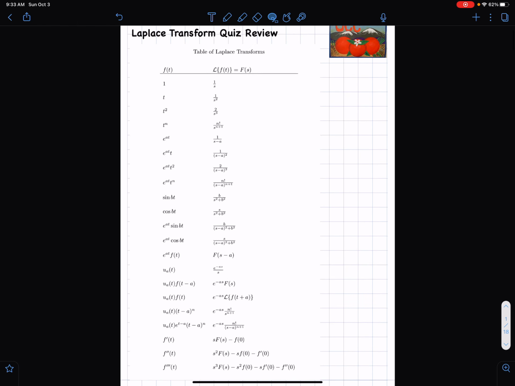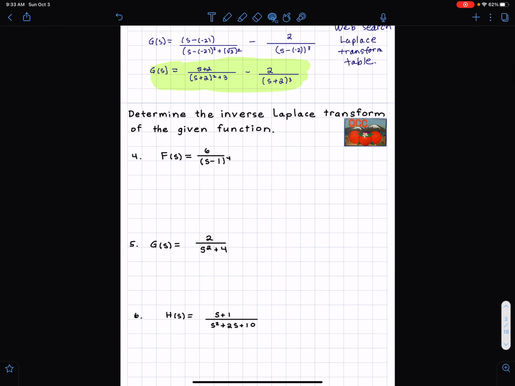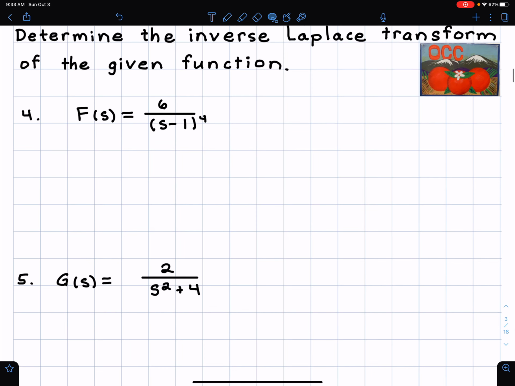You might take a screenshot. It's so small here that it's probably impractical, but you can do a web search of Laplace transform table, and then look under the pictures. It'll bring something up. So all right. One of the things I'm just going to tell you that's on the table is this.